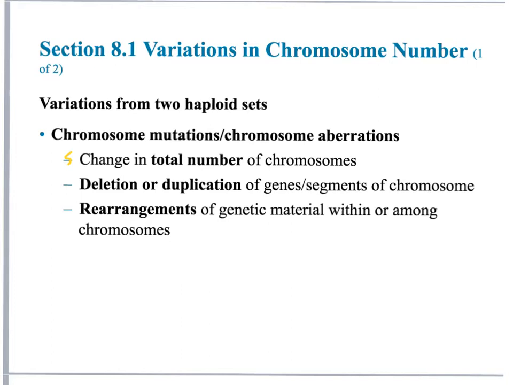And you can either have a deletion of an entire chromosome or a duplication, or you can have a deletion or duplication within a segment. So the entire chromosome goes, or some segment gets deleted or duplicated. And then rearrangements of genetic material within or among chromosomes. Again, a lot of that is going to be that crossing over where this piece goes here in exchange for a reciprocal amount here. But we'll see some variations on that as well.